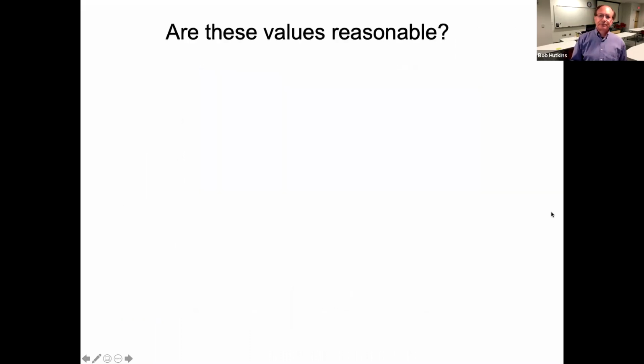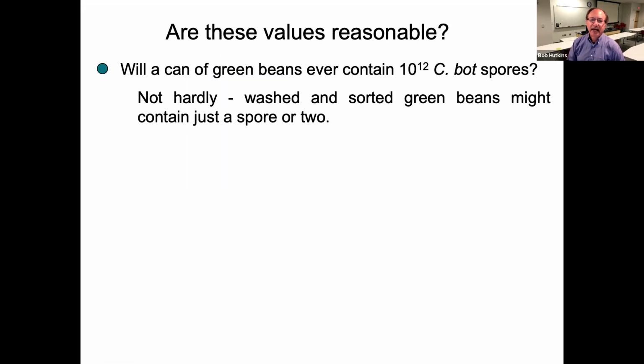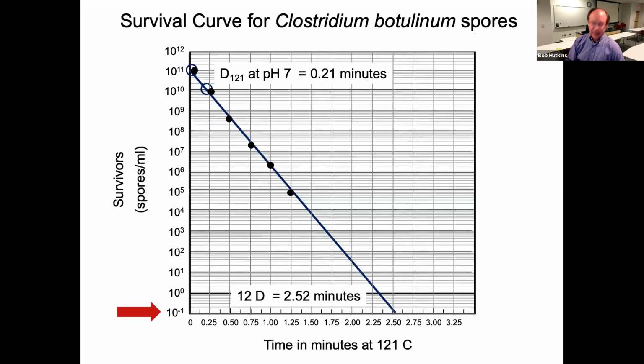So, will a can of green beans ever contain 10 to the 12 spores? Not hardly. Washed and sorted green beans might contain a spore or two. So not 10 to the 11th. That's why I'm saying microbial ecology comes in here, because it's impossible to see that many. In fact, it's hard to do this experiment because I don't know any laboratory. If you tried to do this experiment in a laboratory, you would never get permission to have this many spores floating in your laboratory bench.